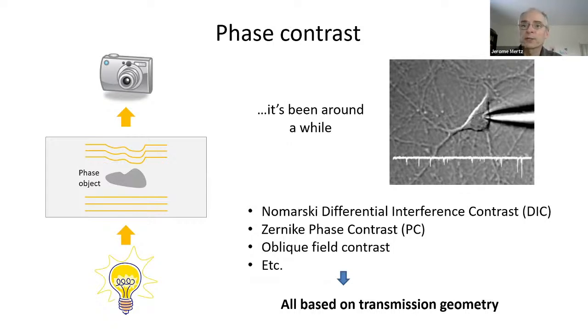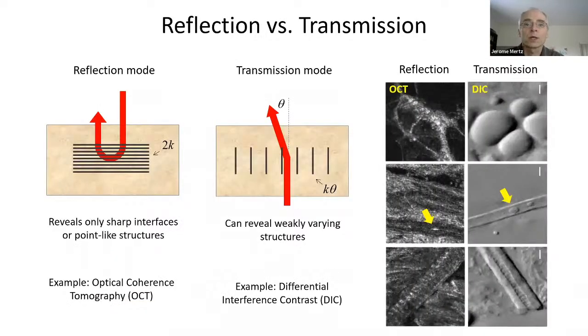And there are many tricks to do this with light, some of which are listed here, but the point is they're all based on a transmission geometry. And so why is that? Well, it turns out you see very different things whether you use transmission or reflection geometries.